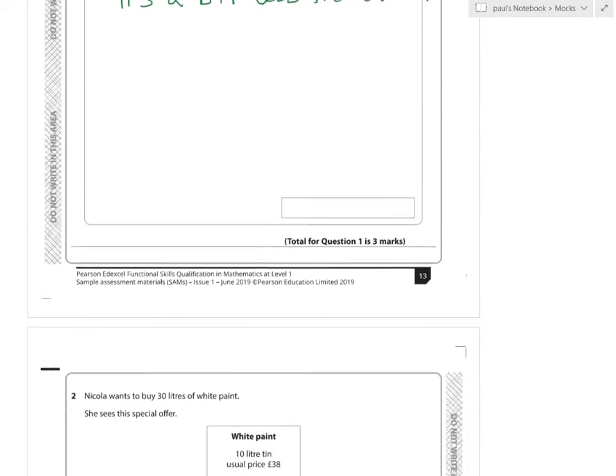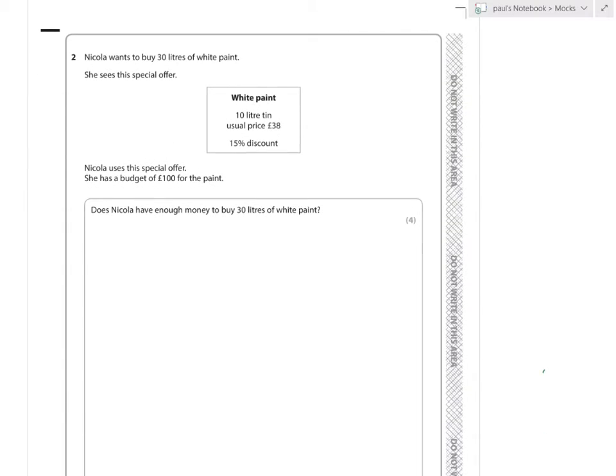Right. Let's go. Number 2. Nicola wants to buy 30 litres of white paint. She sees its offer. 10 litre tin, usual price is £38. Then there's a discount. She uses a special offer and she's a budget of £100. Can she afford it? Right, so 10 litre tins. So we need to buy 3 tins because she wants to buy 30 litres. We times that by 38, 3 times 38 is £114.